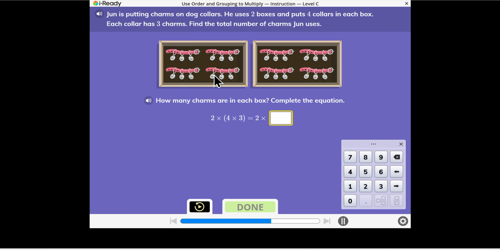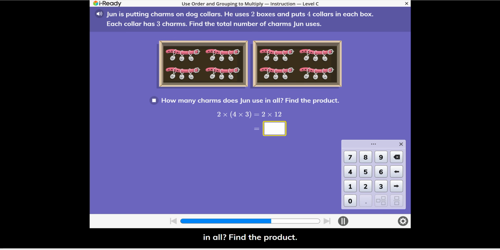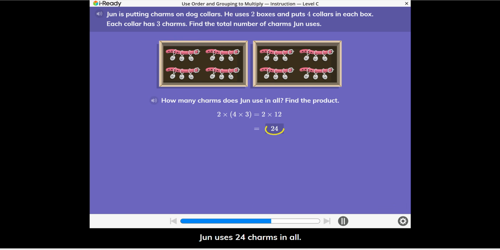What's 3 plus 3 plus 3 plus 3? If you don't know those, we can break it down. What's 3 plus 3? It's 6. What's 6 plus 3? It's 9. What's 9 plus 3? It's 12. How many charms does June use in all? Find the product. What is 12 times 2? What is 12 plus 12? That's 24. June uses 24 charms in all.